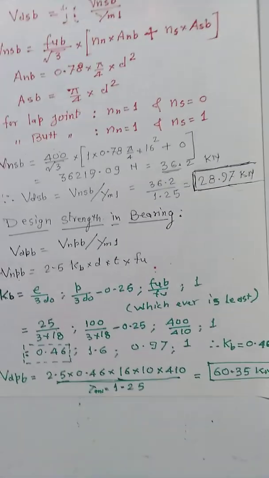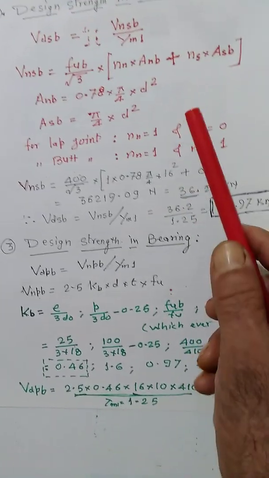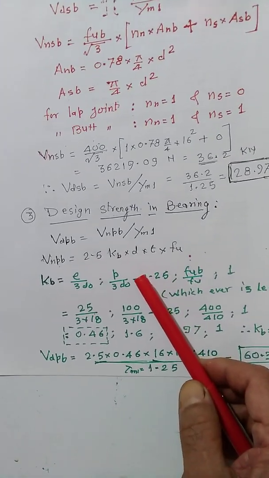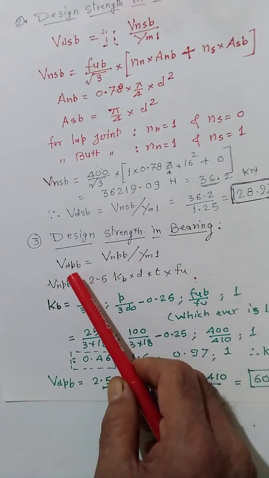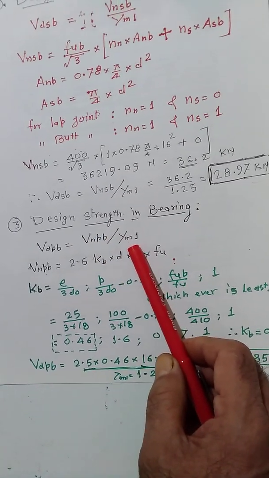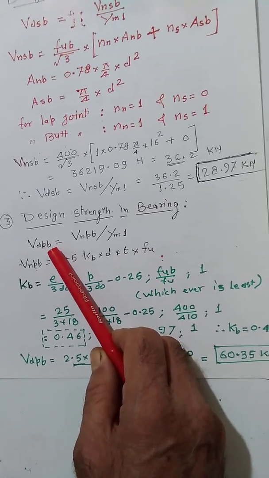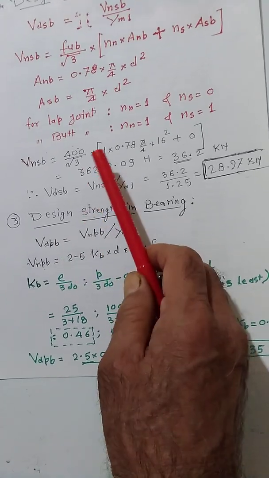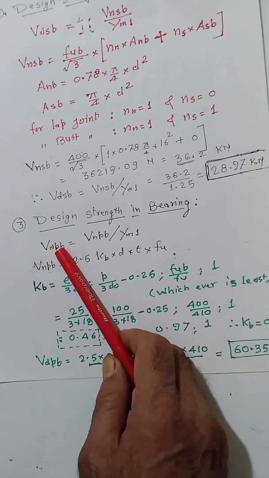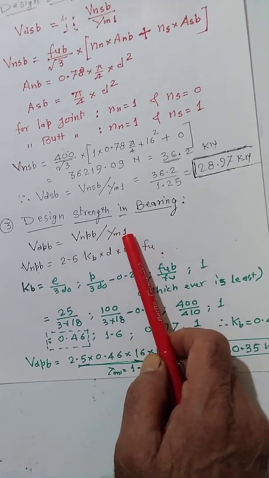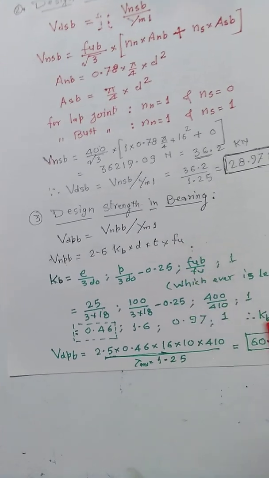Third one. First, for the plate. Second, for the bolt, that is for the shear. And third, for the bearing strength of the plate, of the bolt. Design strength in bearing: Vdpb is equal to Vnpb upon gamma m1. Here p indicates the bearing strength of a bolt, s denotes the shear and p denotes the bearing. So Vdpb is equal to Vnpb upon gamma m1, and Vnpb is taken as 2.5 kb d t Fu.